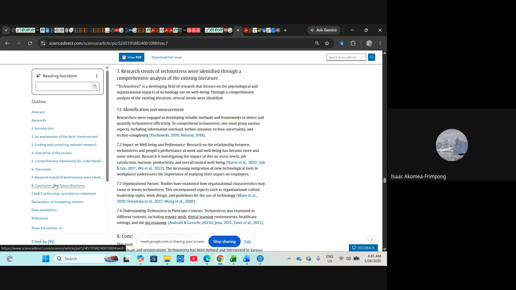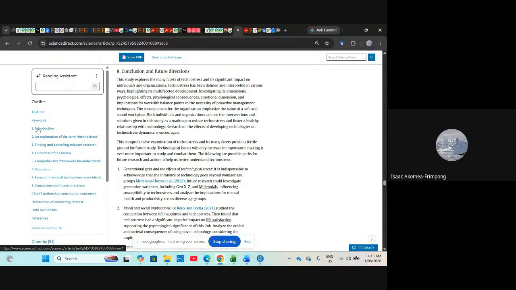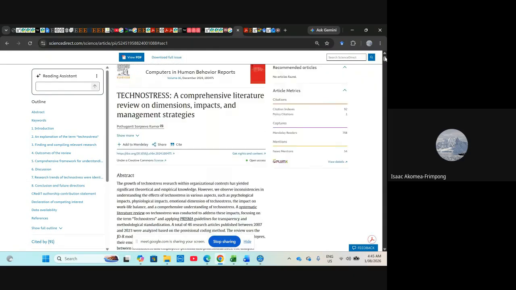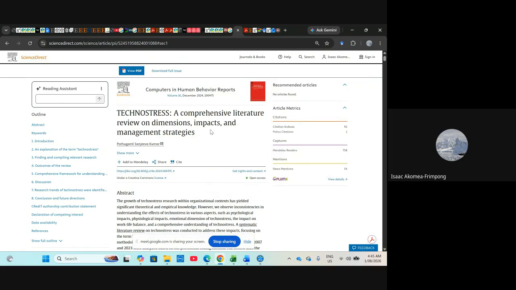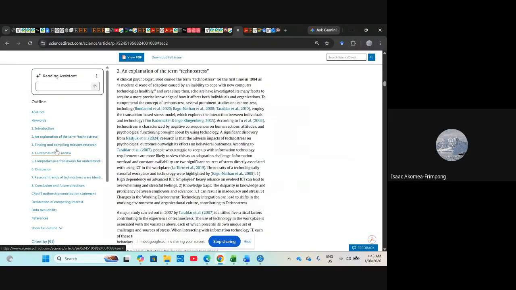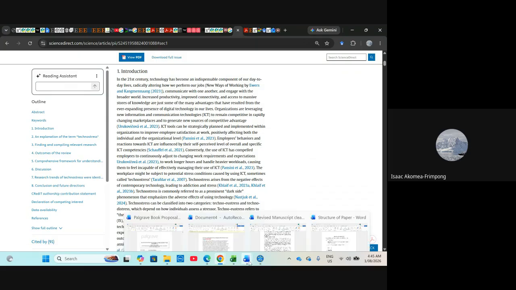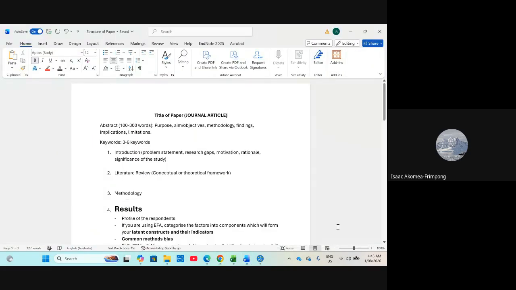Is there any section where you see chapter? There's nothing like chapter in journal articles. So if you are drafting a journal article, don't write chapter 1, chapter 2, chapter 3. It's not done that way. So take note. Okay? It's a journal article, so follow the structure.